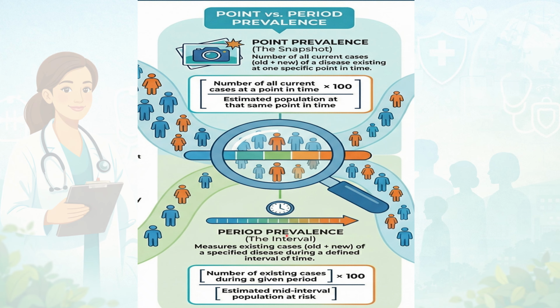Second is period prevalence, the interval. Period prevalence includes all cases present during a specific time period, like a month or a year. Its formula is the number of cases during a given period divided by the average population during that period, multiplied by 100. This gives a broader picture compared to point prevalence.